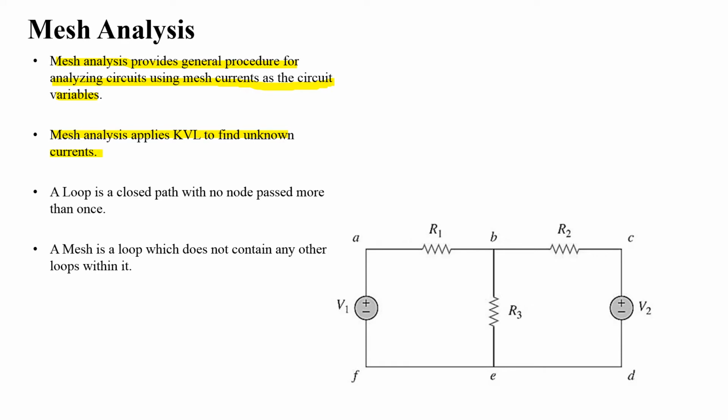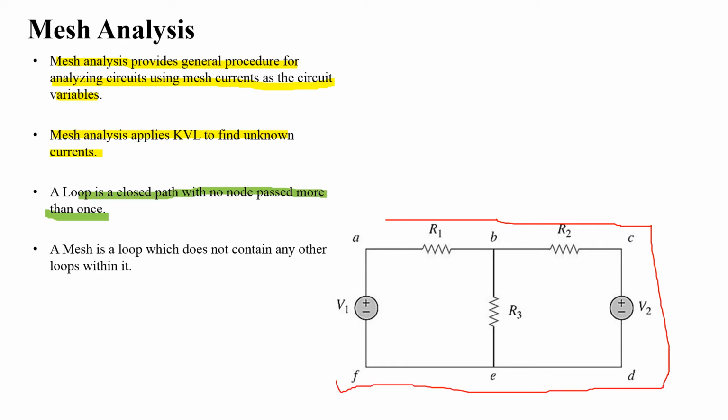If we are going to start the mesh analysis, first we have to define the difference between a loop and a mesh. A loop is basically a closed path with no node passed more than once. So from the figure, if you see that from A to B and B to C, C to D, D to E, E to F and F to A, there is no node passed more than once. So we can say that it is basically a loop.